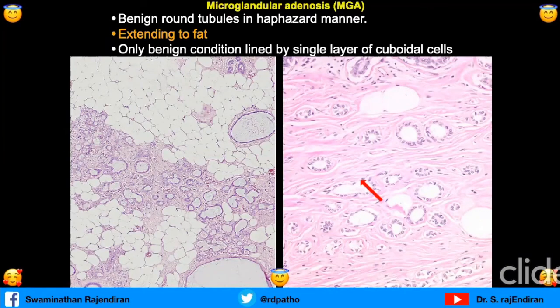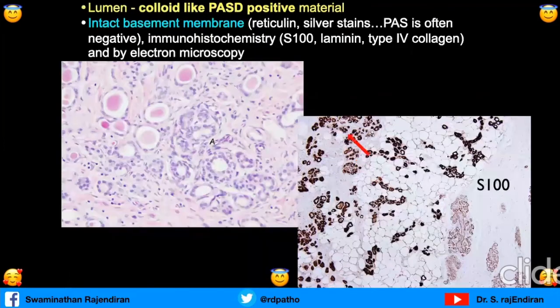But when you look carefully, they are all round glands, and they will have some eosinophilic secretions. They will look like thyroid. When something looks like thyroid in a breast, think of microglandular adenosis. So here, can you see? These are all microglandular adenosis. And I told you myoepithelial cells are absent. So by doing P63 or P40, you should not mistake it as cancer, because myoepithelial cells are absent.